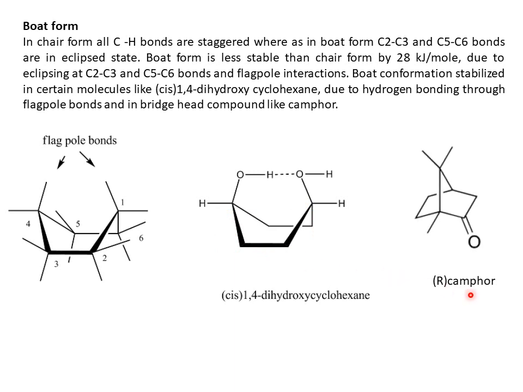Similarly, let us look at camphor. In camphor, this is the boat form. It has a cyclohexane ring, and here these two bonds are flagpole bonds. When flagpole bonds are joined by a carbon atom at this apex, there is a C=O group there, and in this type of bridgehead compound, the boat form may be stabilized.